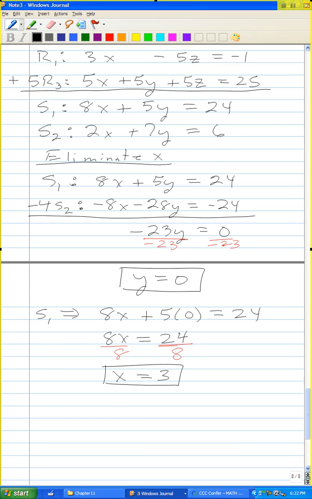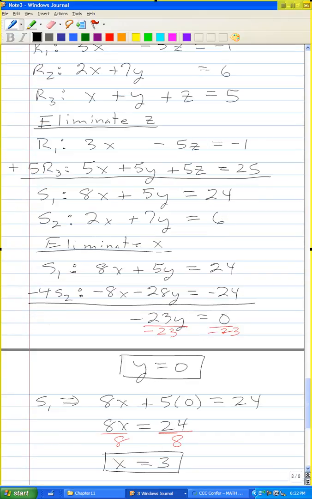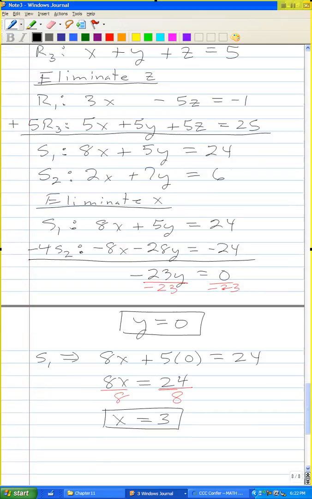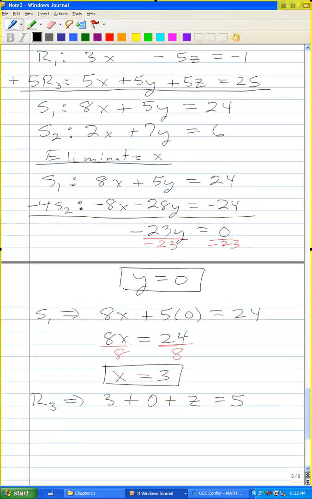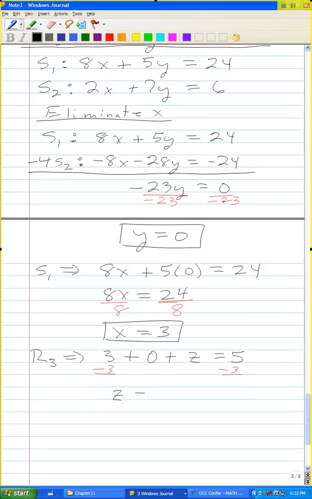So let's figure out z. I can use any of these. Actually, that's just as easy. Why don't I use R3? It doesn't really matter. I'll use R3. x plus y plus z equals 5. And so subtract 3 from both sides. And so z is equal to 2. Okay, good.